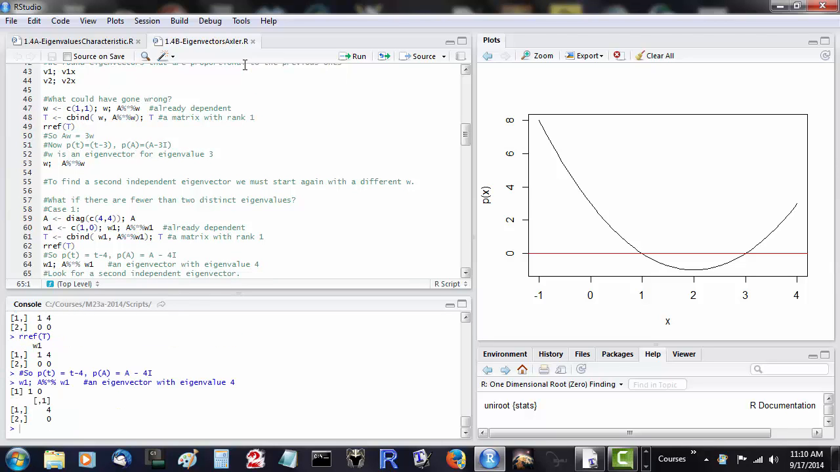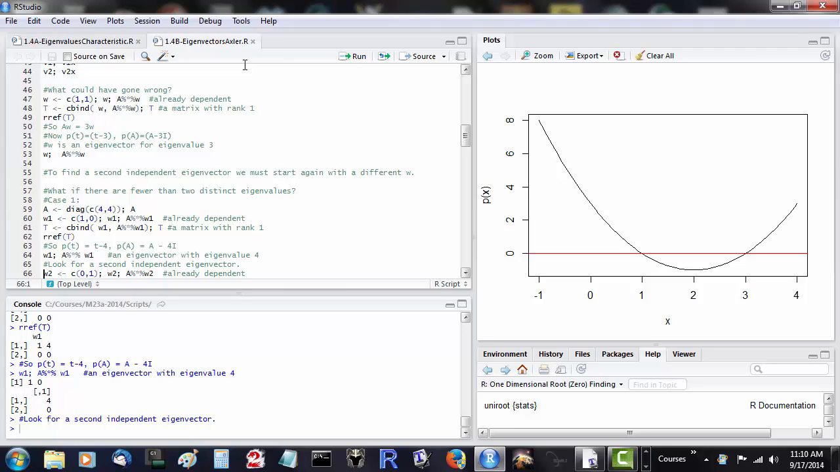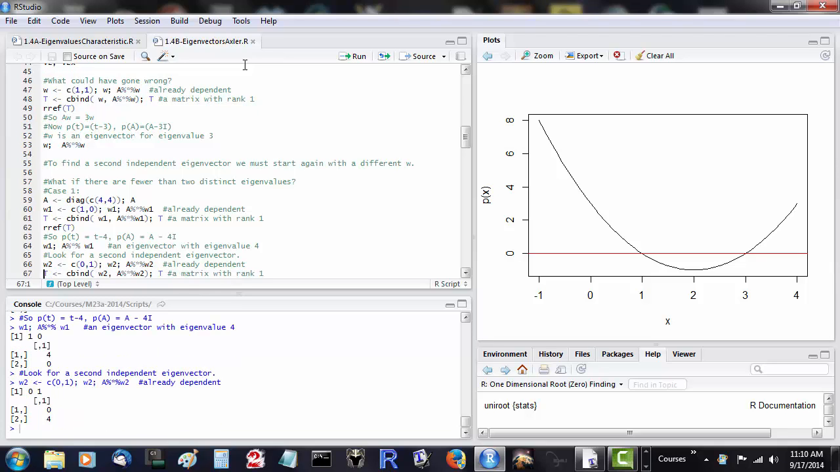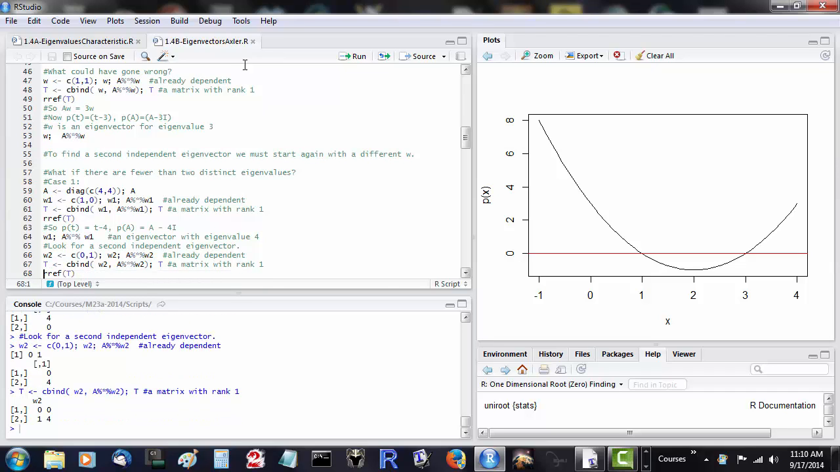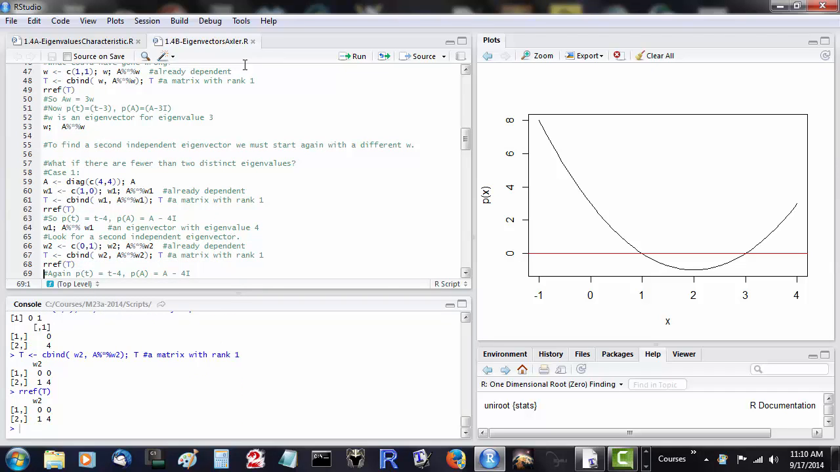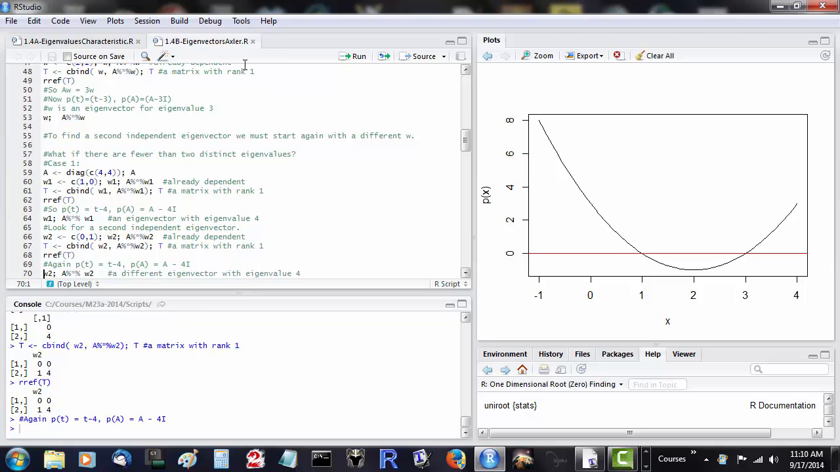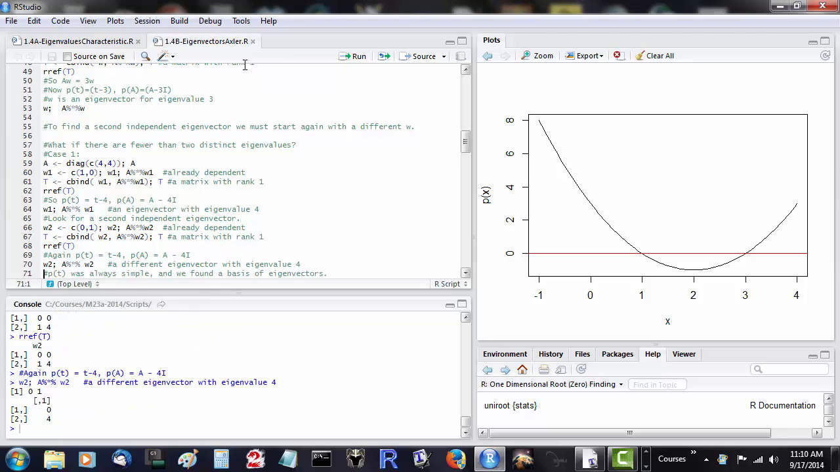The surprise comes when I look for a second eigenvector. As W2, I will use my second standard basis vector. Yep, that's an eigenvector with eigenvalue 4. I can determine that by row reducing T and getting the polynomial A minus 4I for a second time. I found another eigenvector for eigenvalue 4, but this is a different one, or more precisely, it's an independent one.